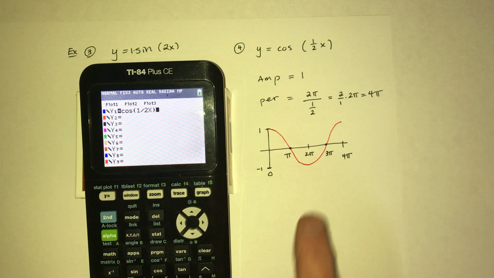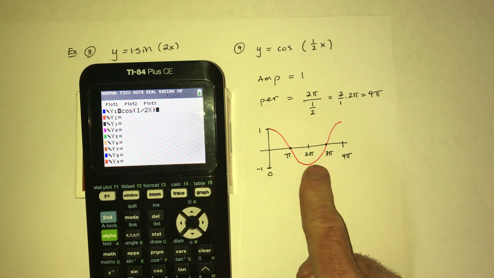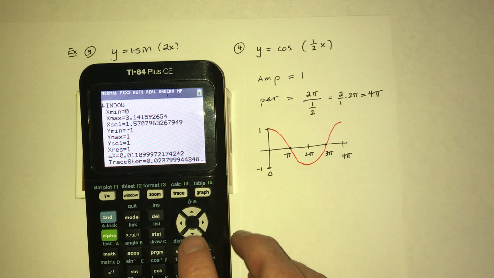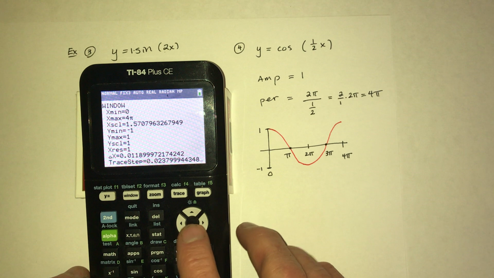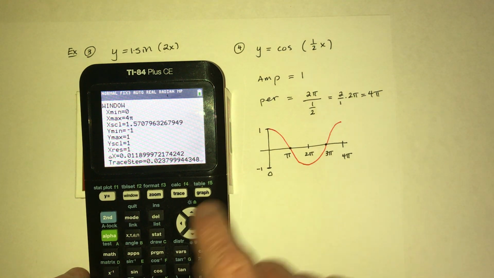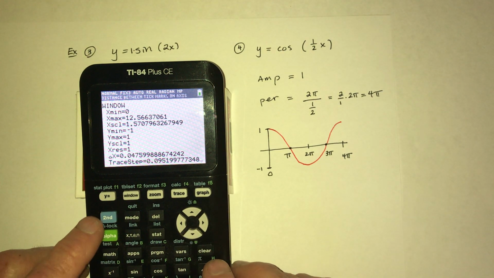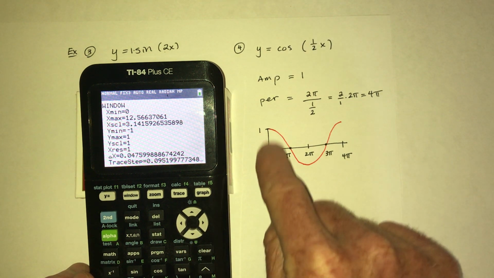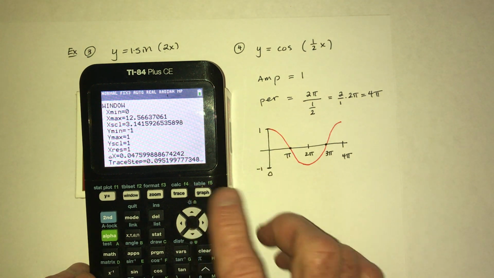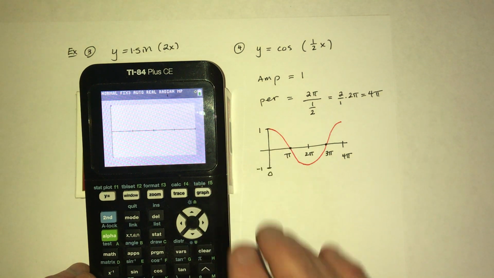Okay, so here's the function. And again, I need to change the window to look like this. So it's going to go from 0 to 4 pi. And then these are multiples of pi, so I'm going to change the scale to be pi. And then the y values from -1 to 1, that should do it. So then the graph should look just like mine.